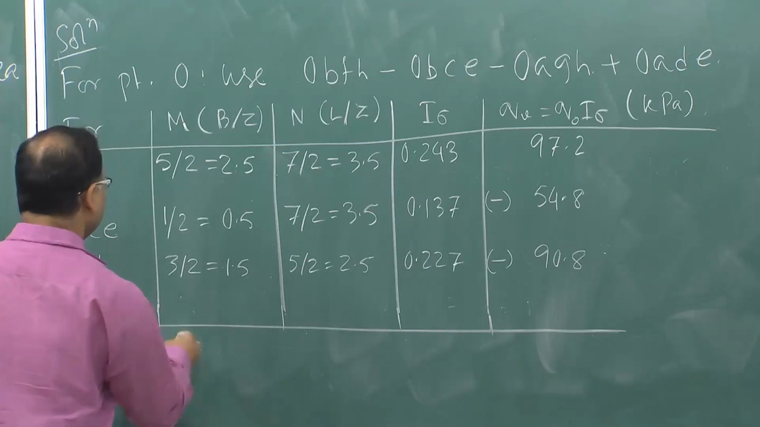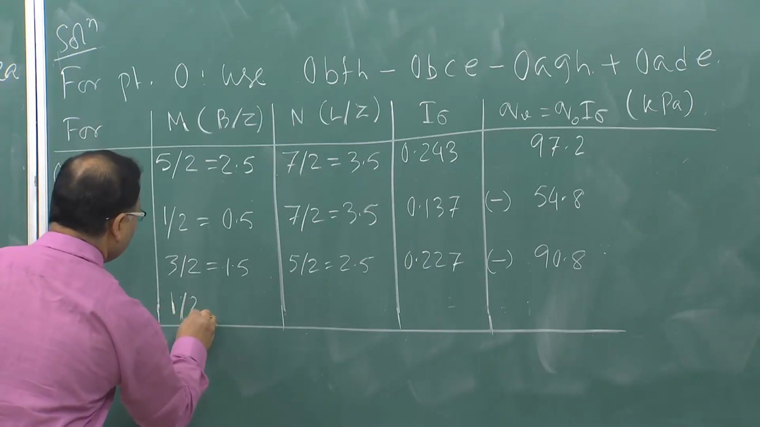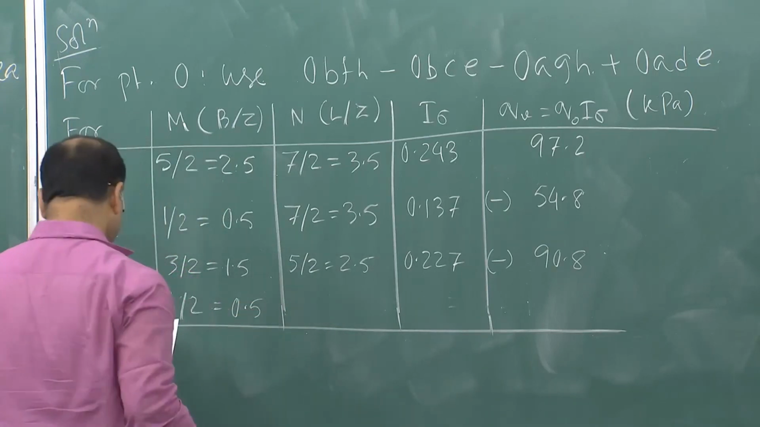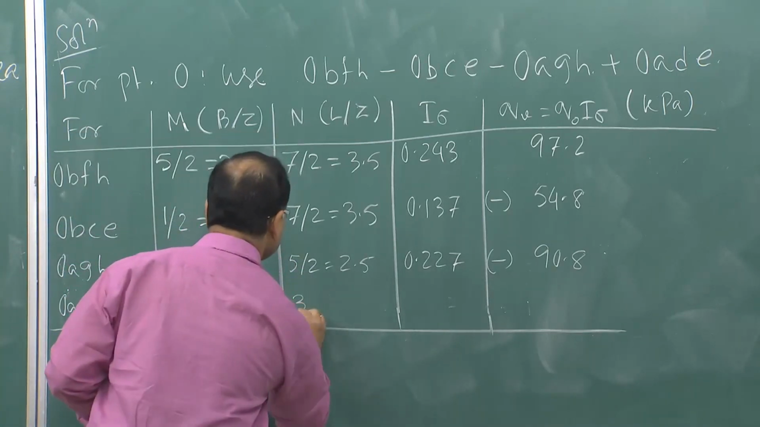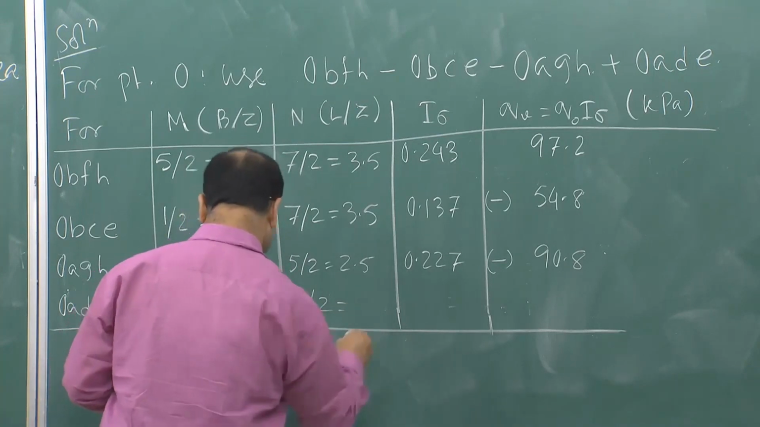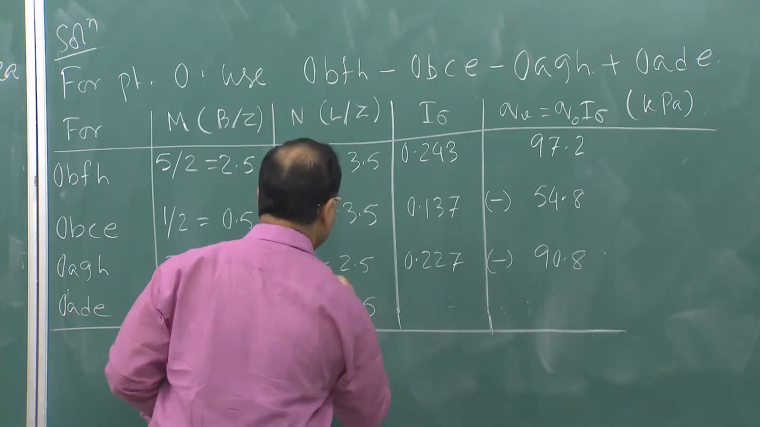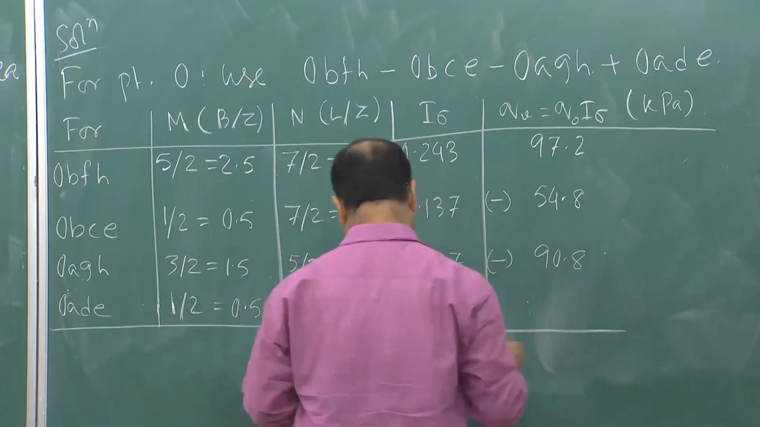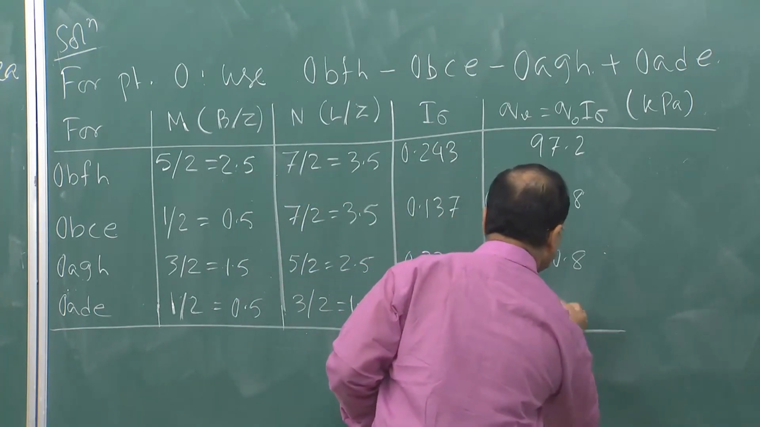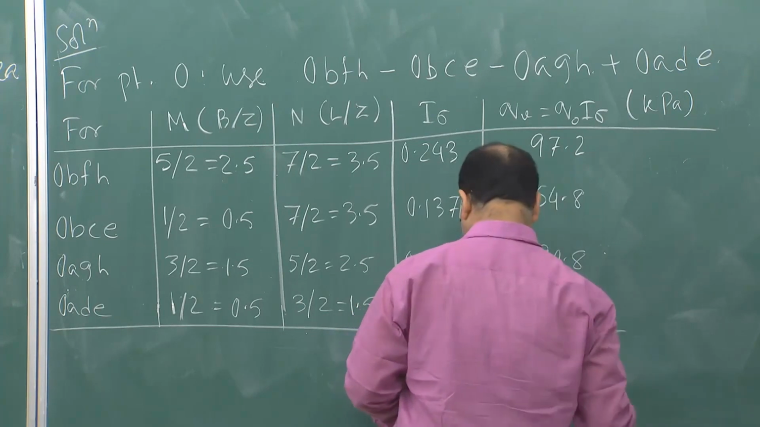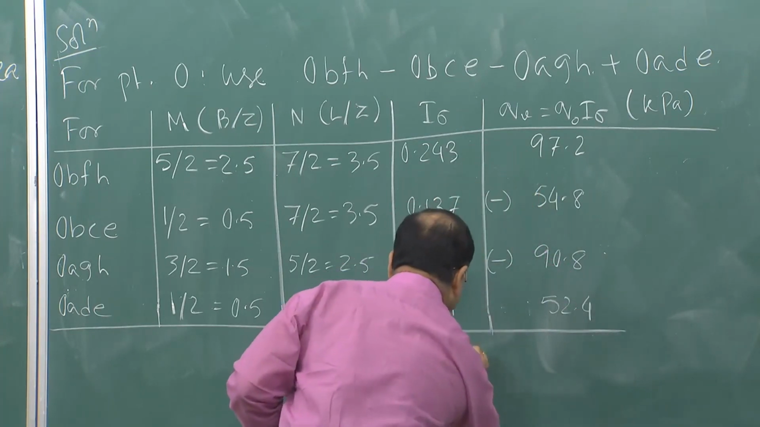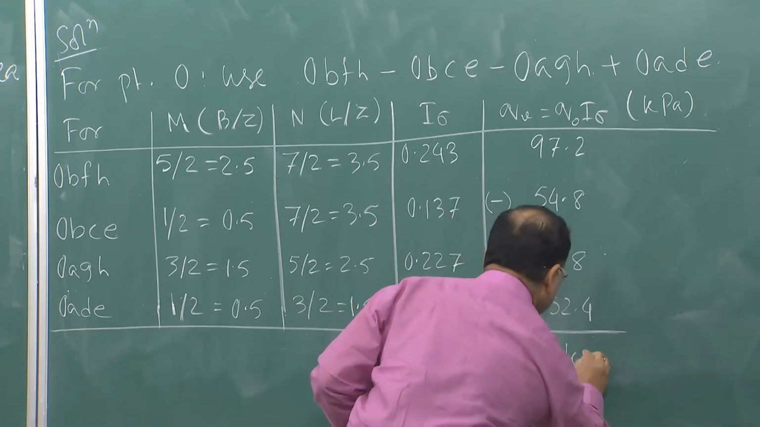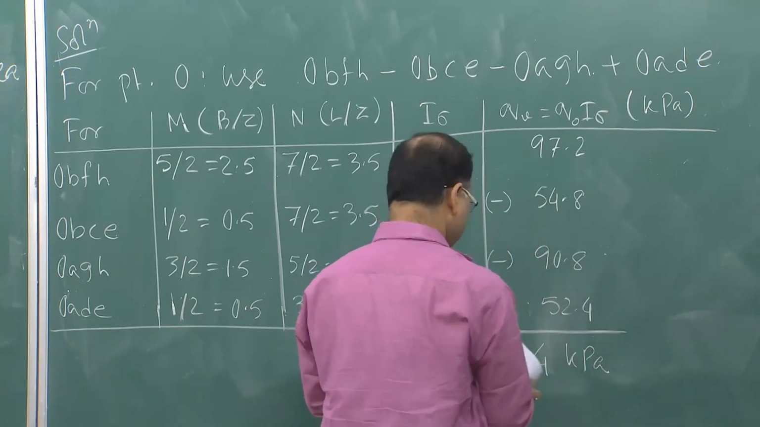And finally OADE. For OADE, what is your B? 1 by 2 will be your m, that is 0.5. What is the value of L? That is 3 by 2 is your n, and I_sigma will come as 0.131 and that is additive. So, the summation of q_v is equal to 4 kPa.